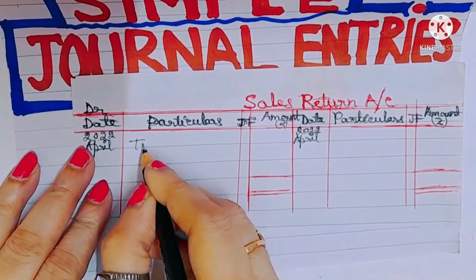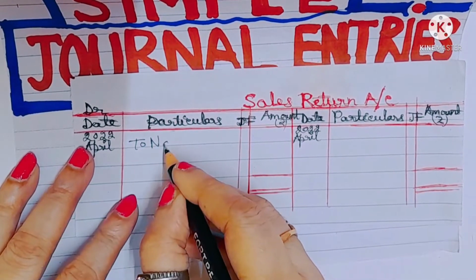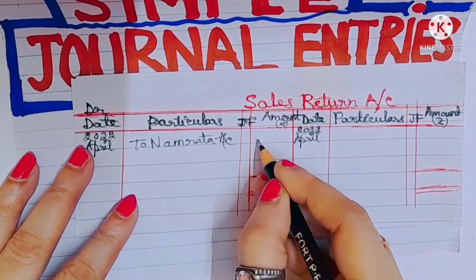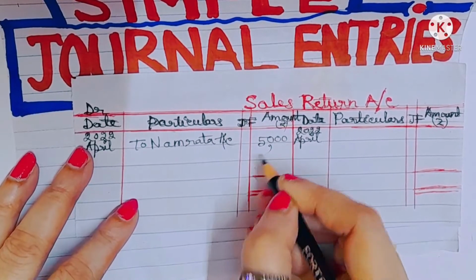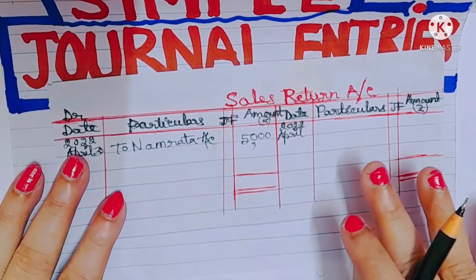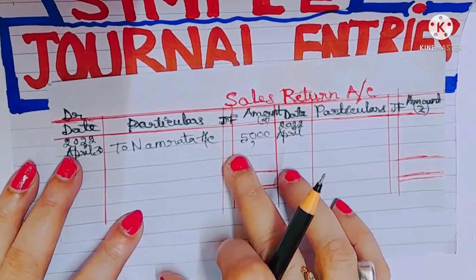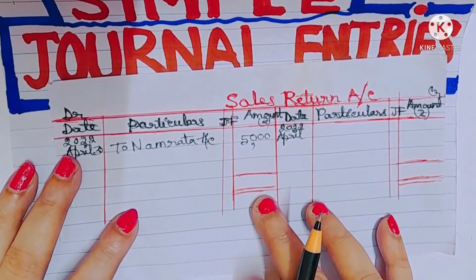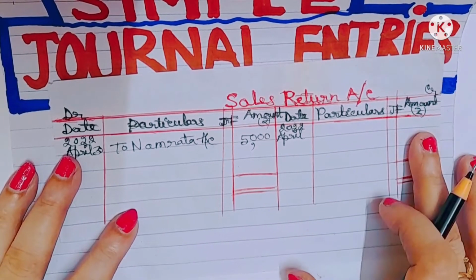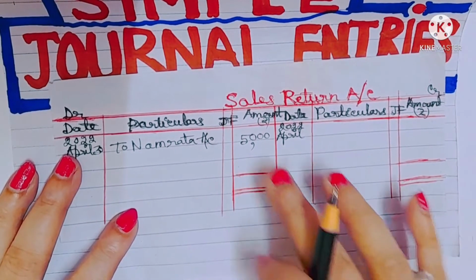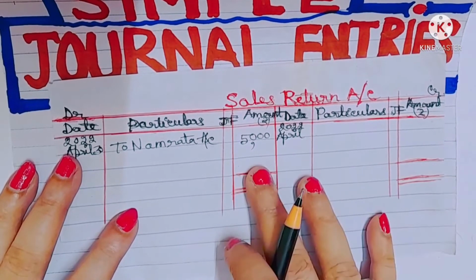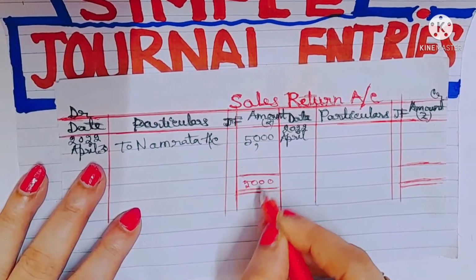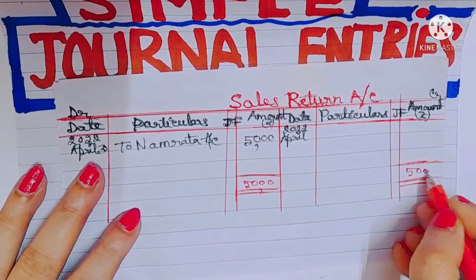To Namrata account. To Namrata account, how much? 5,000. Date 30th April. No more journal entries. Which side is greater? Obviously, debit side is greater than credit side. 5,000 is the total of debit side. Credit side, what is there? 0. So obviously, debit side is greater than credit side. So we'll write 5,000 on both sides.